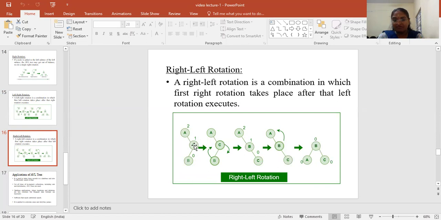See here. To balance that, first of all, I am rotating the child node C towards the right side. The right rotation means B is becoming the parent node and C is becoming the child node. Now I am rotating A, the root node, towards the left side, anti-clockwise. Now this B is becoming the root node for A. Now B is the parent node for A and C. Here the tree has been balanced. Clear? In this way, the rotations take place to balance an unbalanced binary search tree.